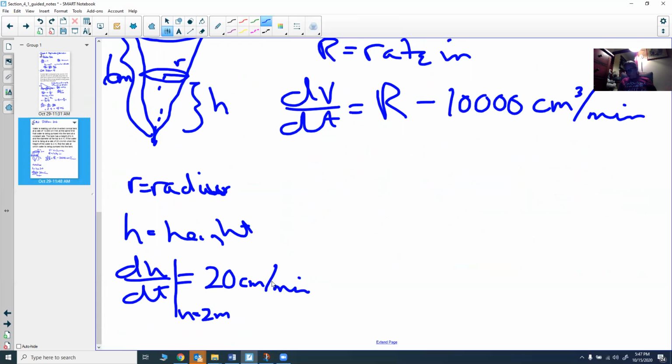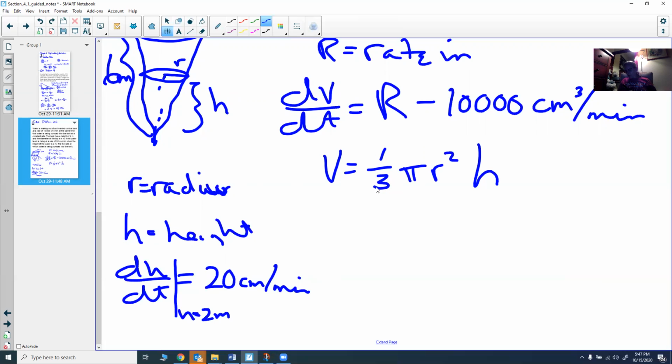So it might be useful to look at how volume changes over time. We know dh/dt, but we don't know what r is. So it might be helpful to know the volume formula related to height. The volume of a cone is 1/3 pi r squared times h. The area of the base is pi r squared, the height is h, and the 1/3 is because without it, it's the volume of a cylinder. When we turn it into a cone, it becomes 1/3 of that.